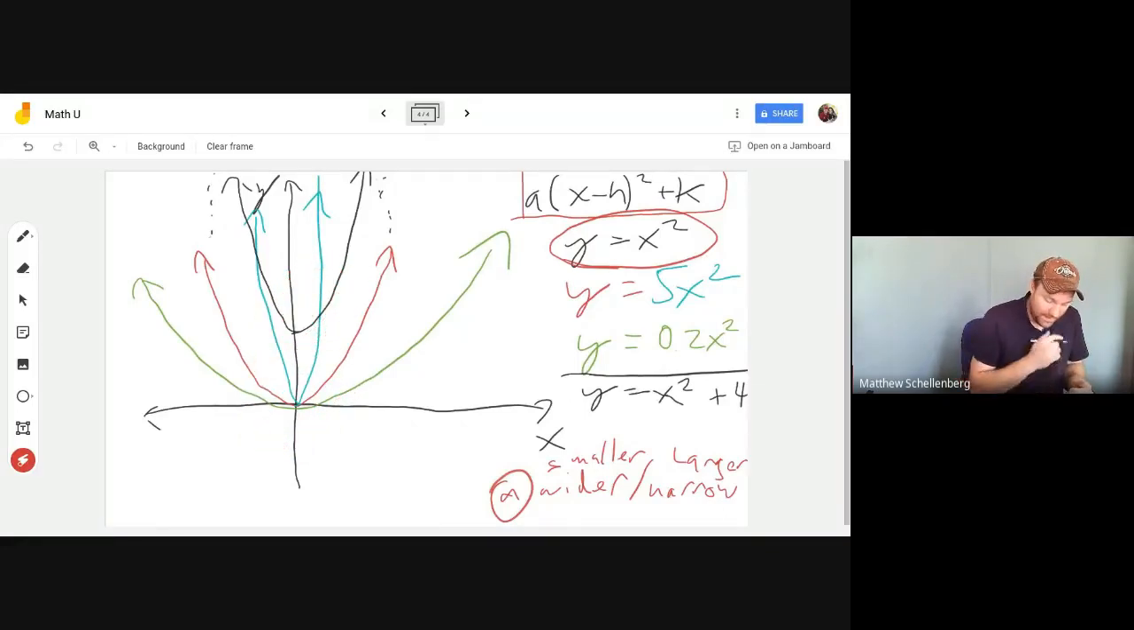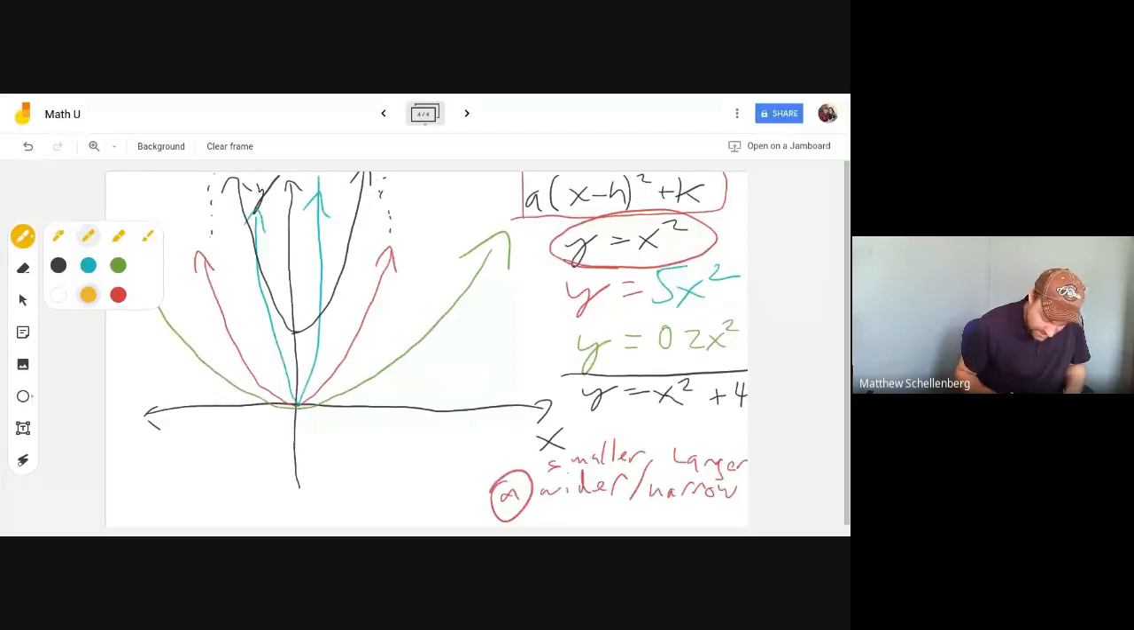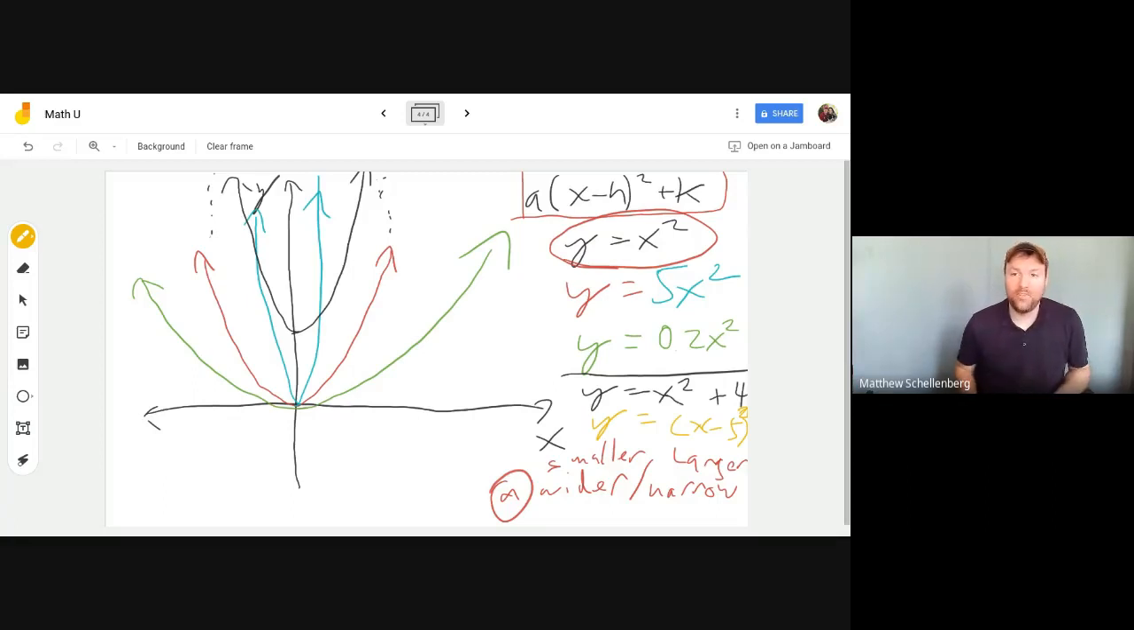And finally, we have the h. The h moves things left and right. So let's try to use a color we haven't used. Let's say we have y equals (x minus 5) squared. What does that do? The minus 5 moves it. Does it move left or right? People usually think minus moves it left, but actually that moves it right.